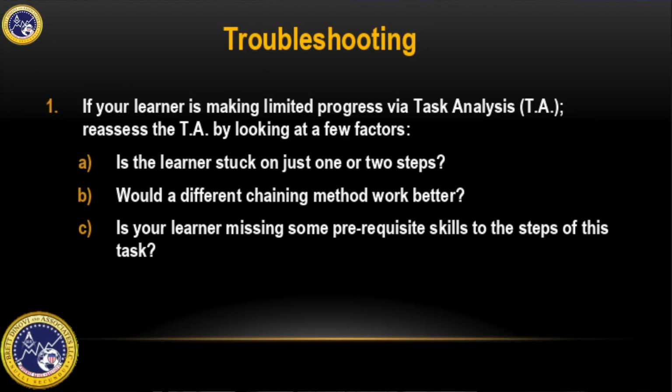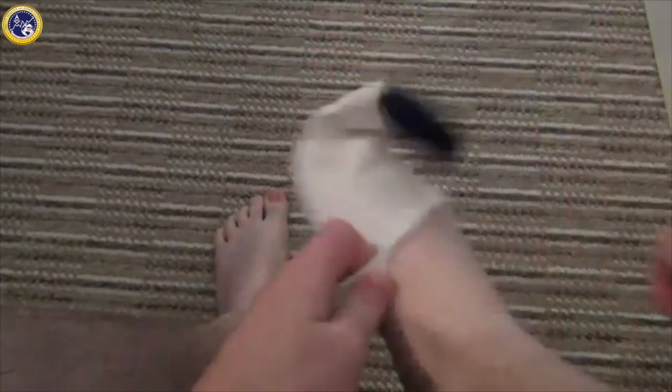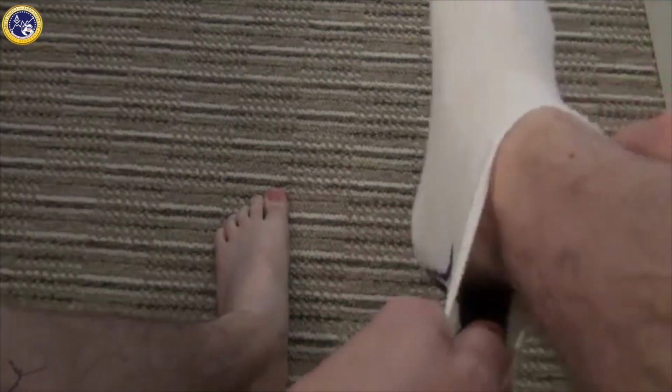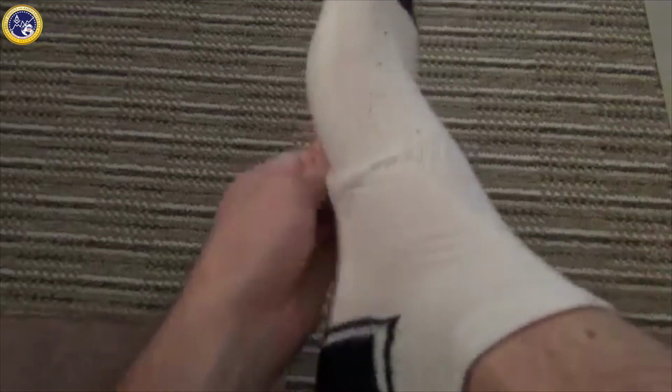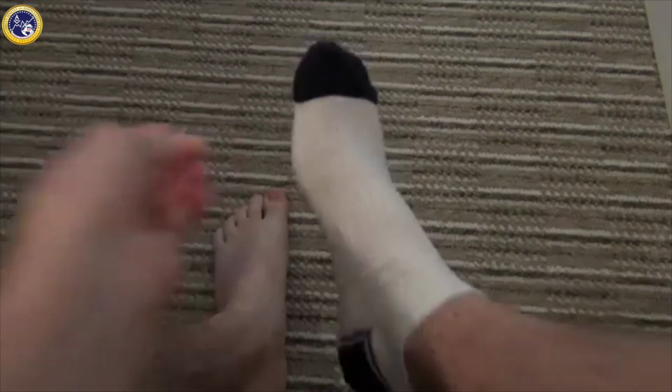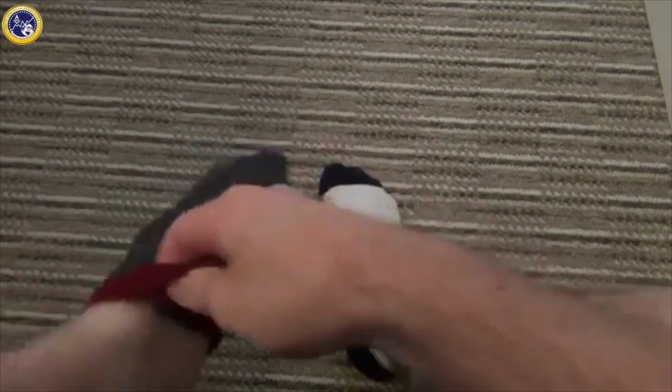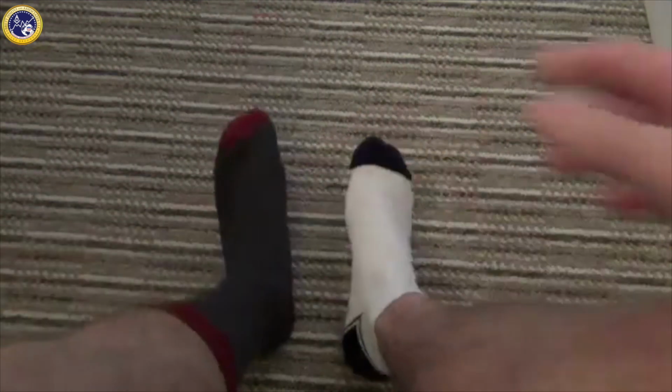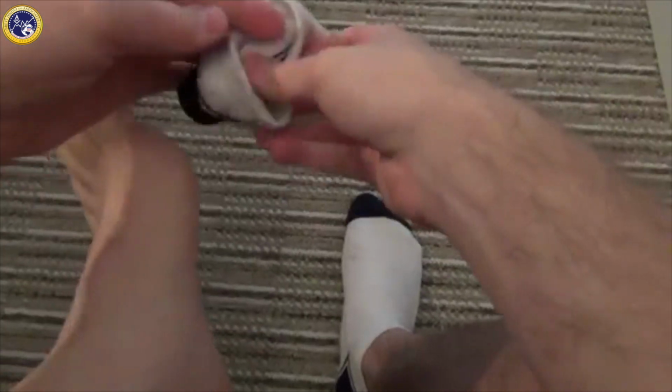If your learner is making limited progress via task analysis, reassess the TA by looking at a few factors. If the learner is stuck on just 1 or 2 steps, can you break it down into smaller steps? For example, I was once teaching a young learner to put on his socks, and he continued to struggle with the step of putting his fingers in the sock and holding it open. By breaking that down into left hand in, right hand in, and holding the sock open, we were able to overcome the barrier of this one step.